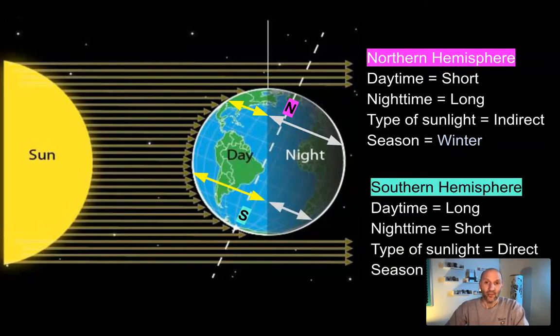Obviously, in the southern hemisphere, it's the flip. Days are long, nights are short, and the sunlight is direct. So long days with intense sunlight. That creates the season of winter in the south.